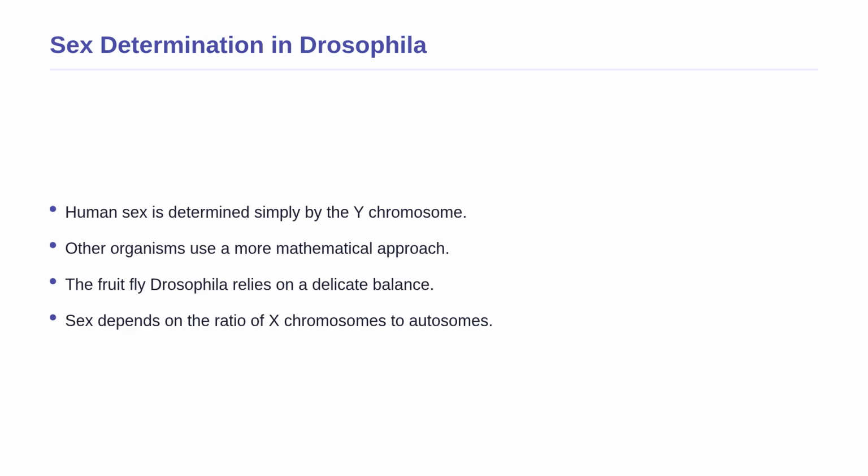We have just proven that human populations are roughly split evenly due to the Y chromosome. But what about other organisms? While human sex is determined simply by the presence of a Y chromosome, other species use a more mathematical approach. Enter the fruit fly, Drosophila.